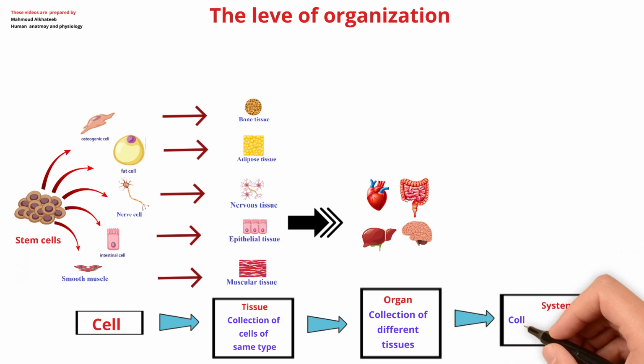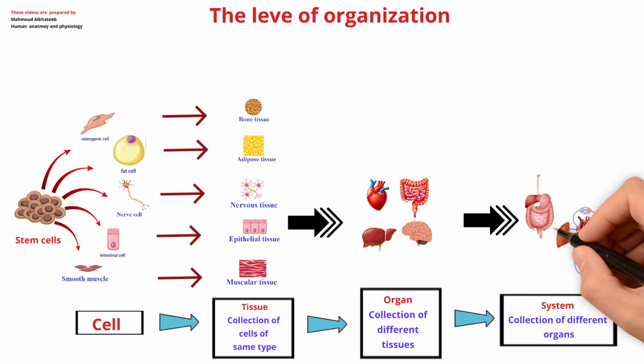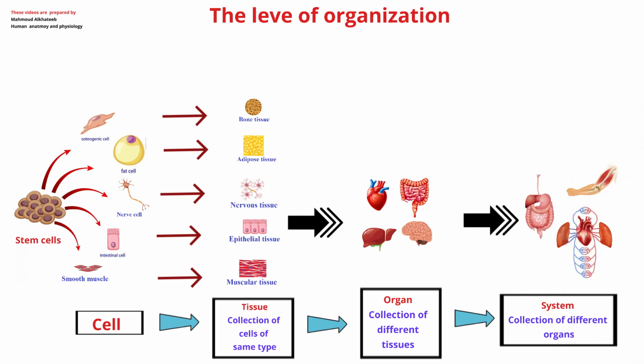Finally, these organs integrate to form organ systems, such as the circulatory, respiratory, digestive, musculoskeletal, and nervous systems. This creates our body, ensuring it functions seamlessly.